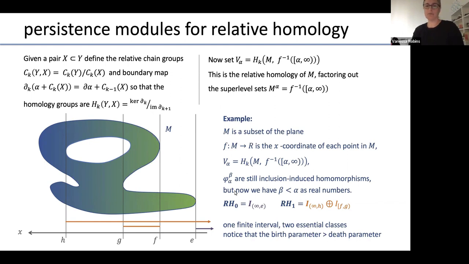So for our extended persistence, our vector spaces are going to be the homology of M relative to this upper level set, and the homomorphisms are still induced by inclusion, but they're now inclusion of a pair, okay? So what happens when we start looking at this relative homology is that our alpha parameter starts out at a large value, and the threshold is now going to be decreasing back through the manifold M. So now we're sweeping backwards. Right, so now our parameter is going this way.